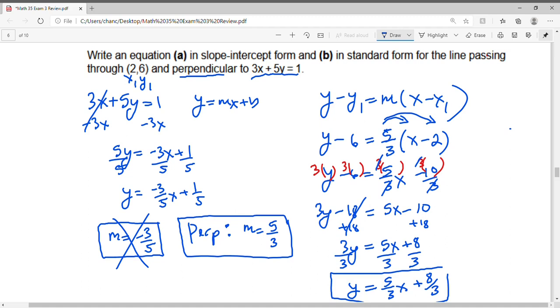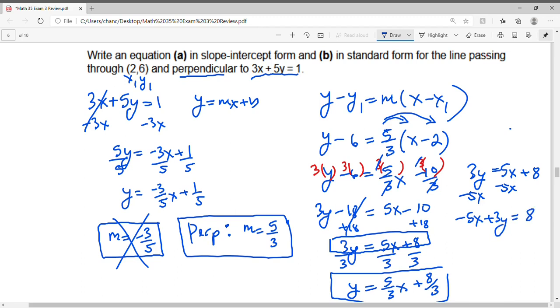To write this in standard form, we can go back to this step here. We have 3y equals 5x plus 8. To write it in standard form, we have to subtract the 5x from both sides. We have negative 5x plus 3y equals 8.